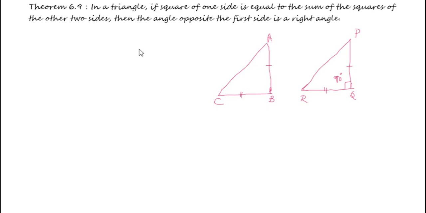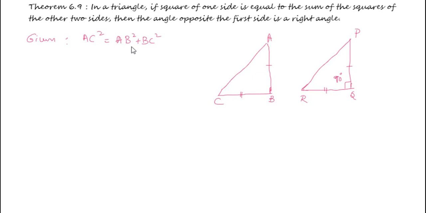Theorem 6.9. In a triangle, if the square of one side is equal to the sum of the squares of the other two sides, then the angle opposite to the first side is a right angle. Triangle ABC is given. Angle details are not given, but what is given here is square of the one side, that is here AC square, is equal to sum of the squares of the other two sides, that is AB square plus BC square.